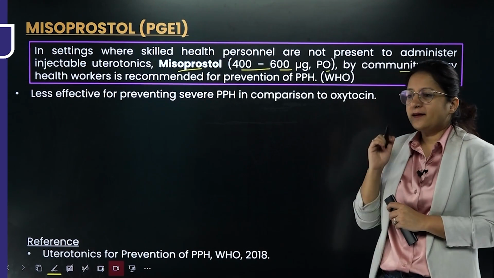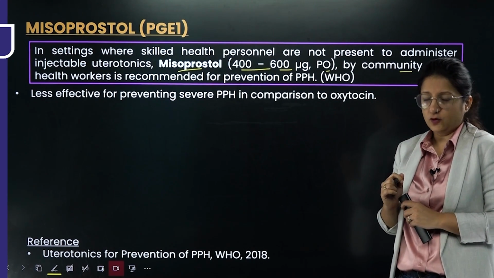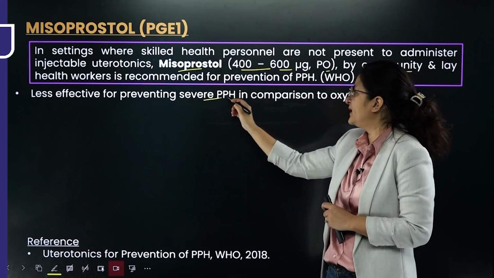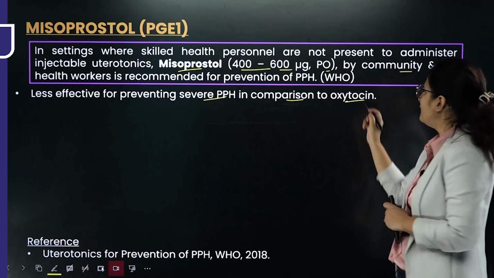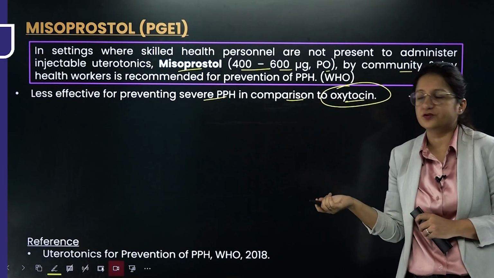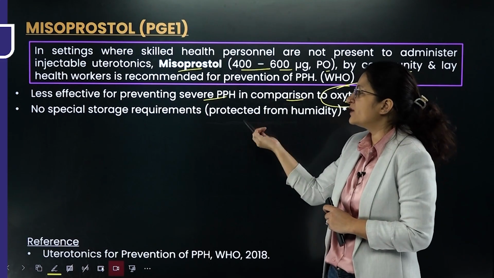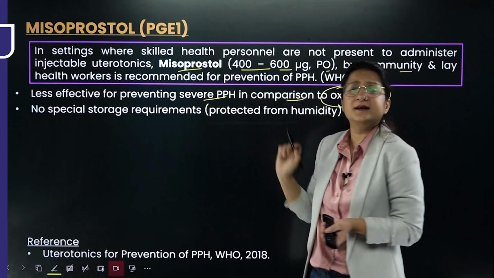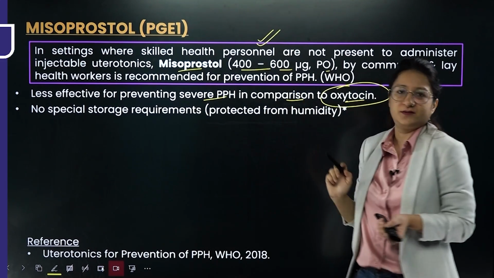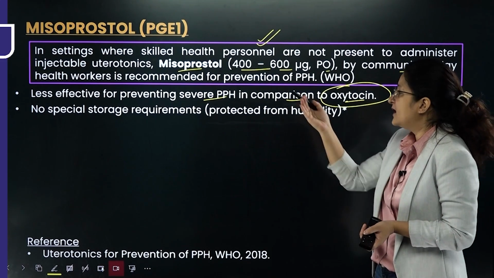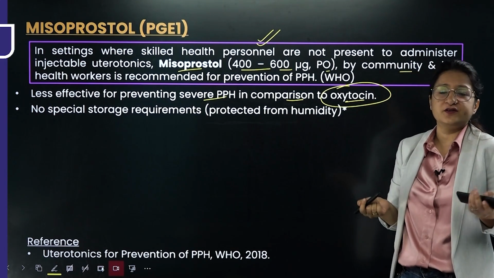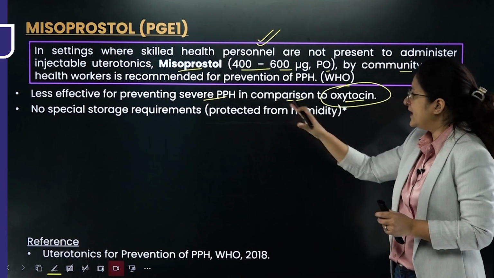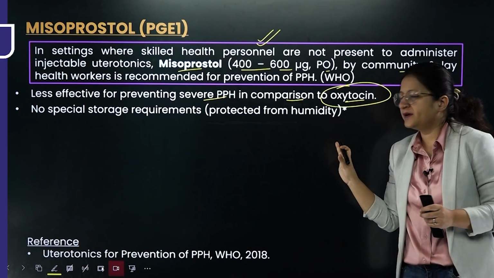You see, if you compare how effective is misoprostol, okay, you compare it with oxytocin, then less effective for preventing severe PPH in comparison to oxytocin. So if you have oxytocin, you definitely know that oxytocin is your drug of choice, right? There's no special storage requirements. That is the advantage. Okay, even though it may not be as effective, but the advantage that it gives is in these settings, right? Because it is not requiring any special storage requirements. It is stored at room temperature. It is found on the shelf lying there, right, with all your other medications, all that, but it needs to be protected from humidity, that's all.